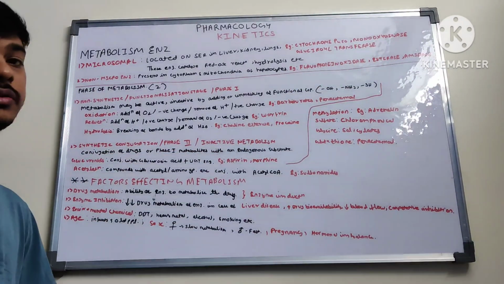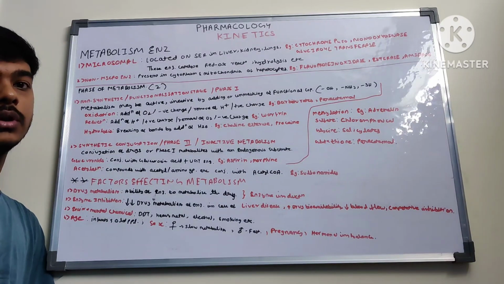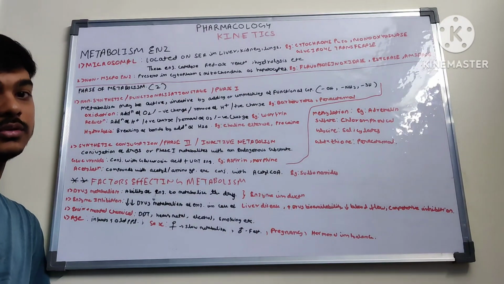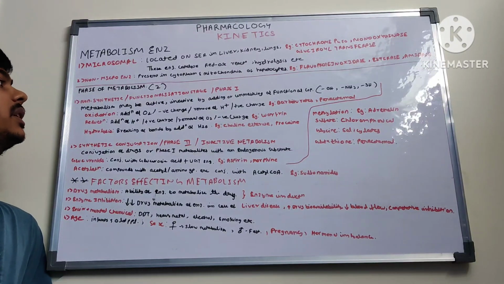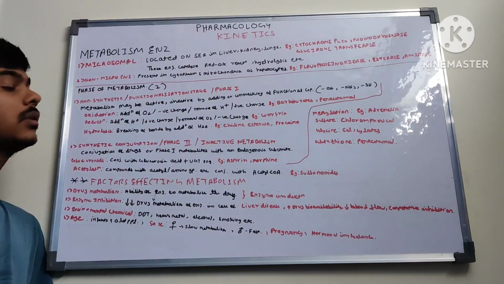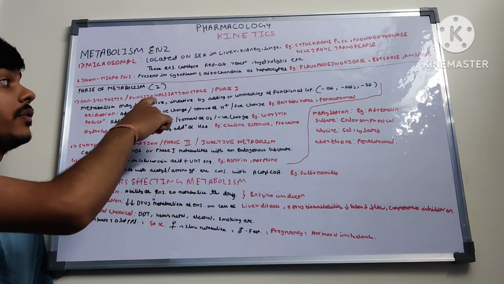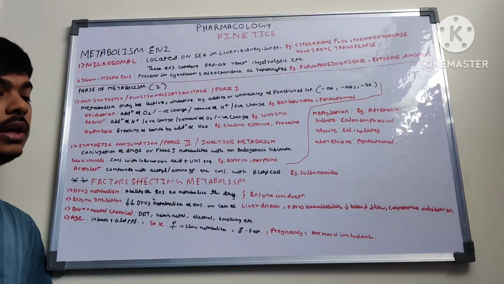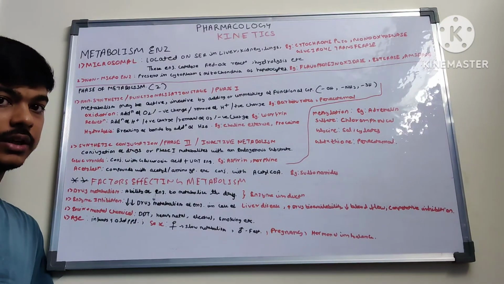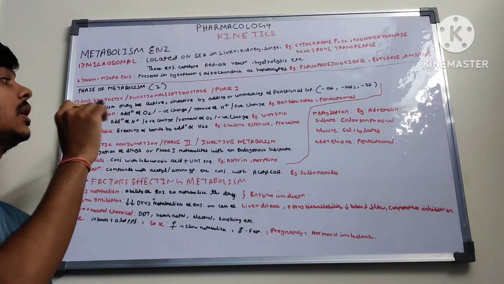So let's study the phases of metabolism. What does metabolism actually do? We know the enzyme is converting the drug into a metabolite. So what is happening here? The first one is the non-synthetic, or functional metabolism stage, phase 1. Here we are making the drug functional so that it can give us a therapeutic action. So what happens over here?